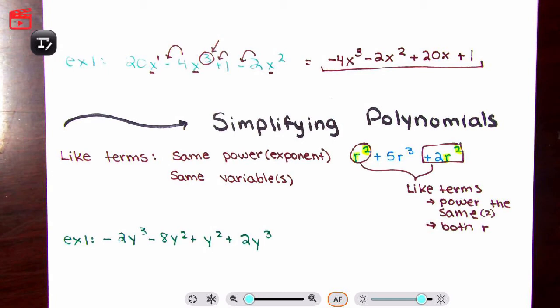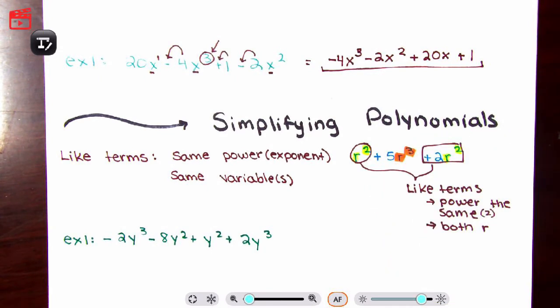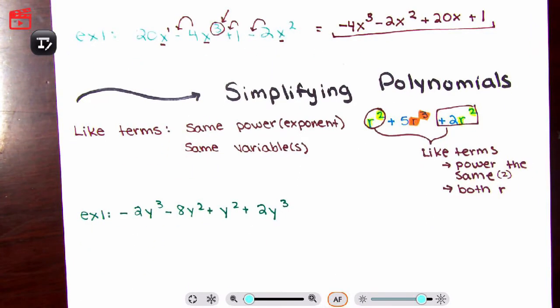Your r cubed, so this guy here, r cubed, cannot be combined with an r squared because the exponent does not match. So let's do an example here of combining like terms. I'm going to jump in and look for things that are the same.